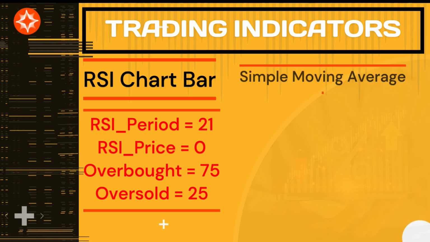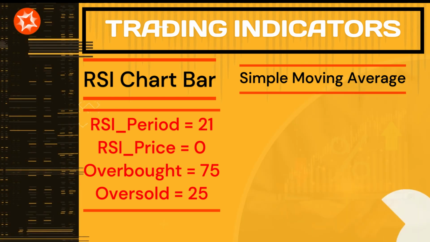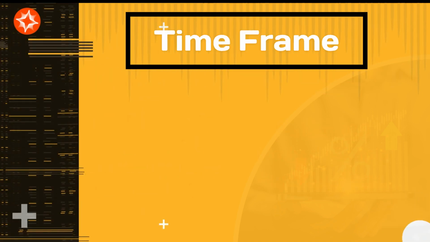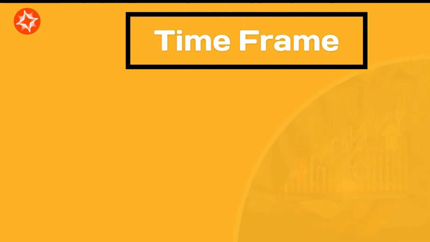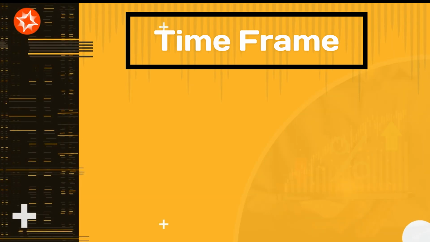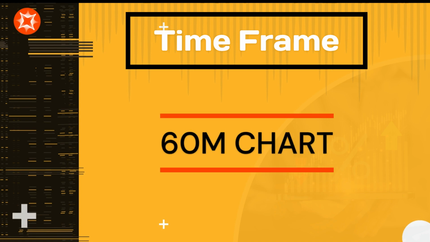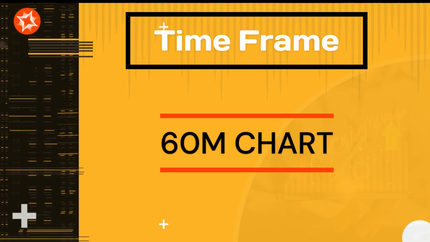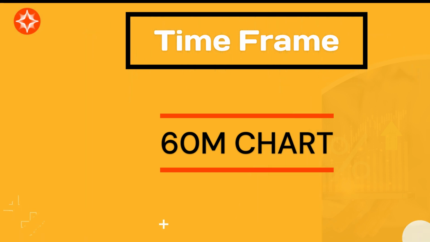Second indicator is a simple moving average on the main chart. You can set the period of 100 bars using the simple method and apply to close. Time frame: you can use any time frame that suits your trading style, but this strategy works best on the 1 hour chart. Remember, a larger time frame requires a larger stop loss and take profit, while a shorter time frame will have a smaller stop loss and take profit.